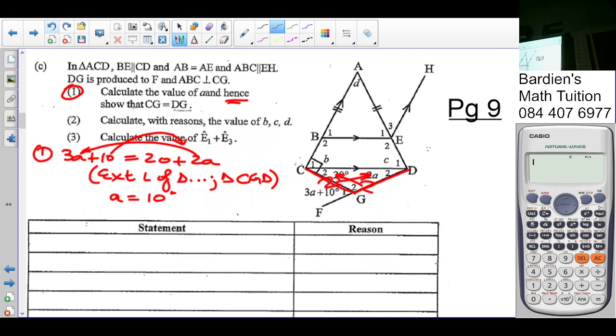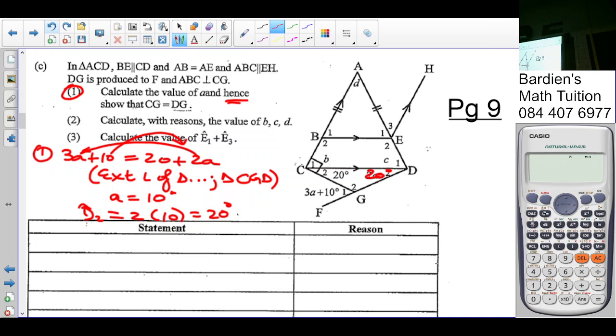So in order to prove that CG is equal to GD, we now prove that C2 is equal to D2. But we know what D2 is. What's D2? 20 degrees. So let's go with D2. So D2 is equal to 2 times A. And what's A? 10. So that is 20 degrees.